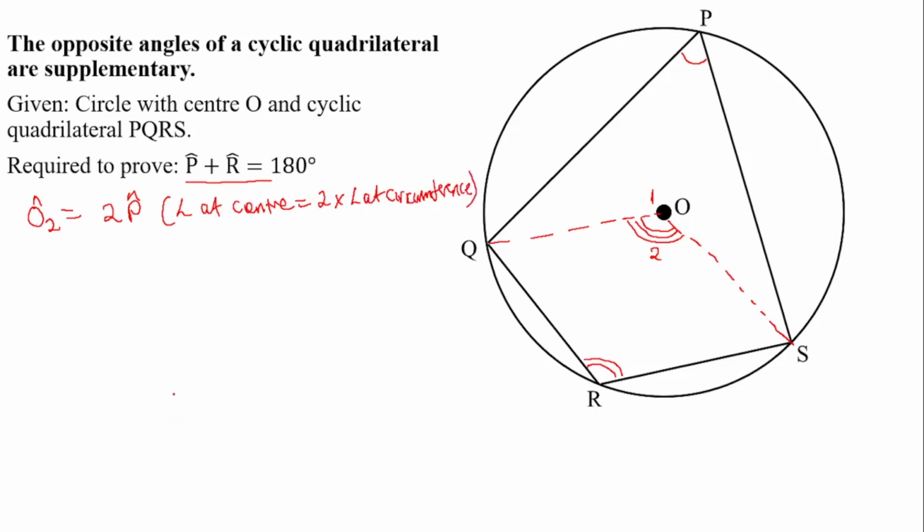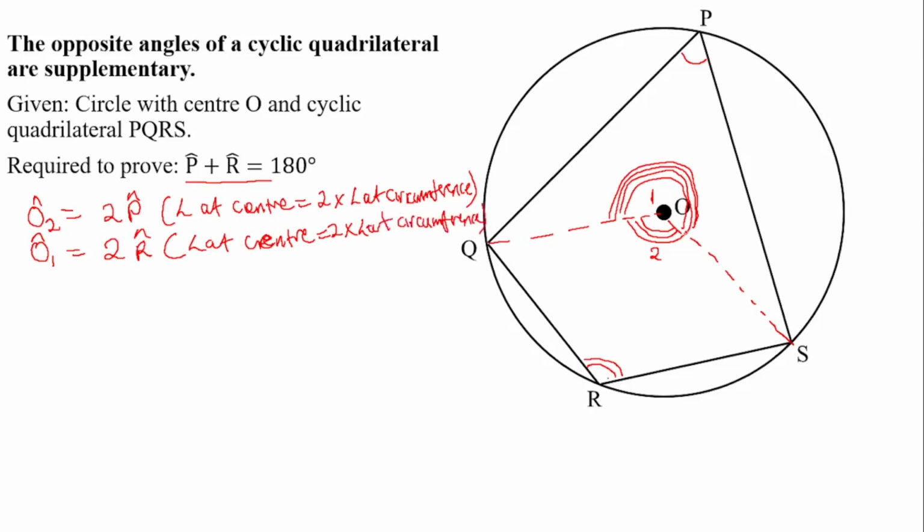Okay, all right. And then we look at O1 again. We can see O1. All right, this is O1. What can you say about O1 and R? Right, angle O1 is equal to 2 times angle R, because angle at center equals 2 times angle at circumference.